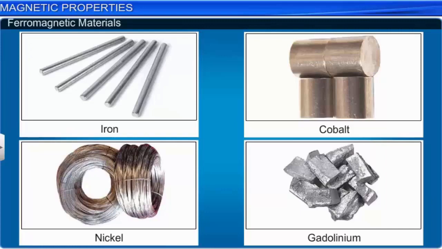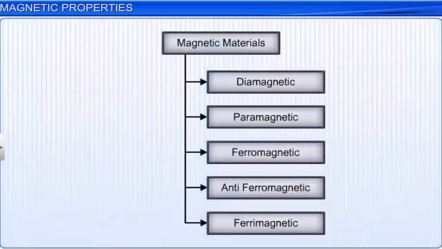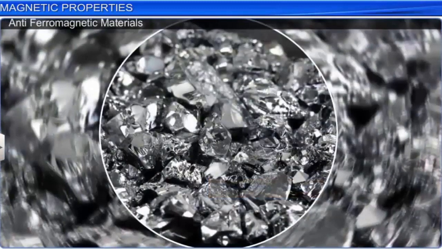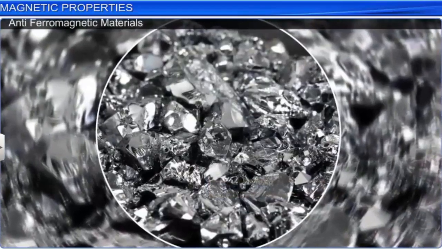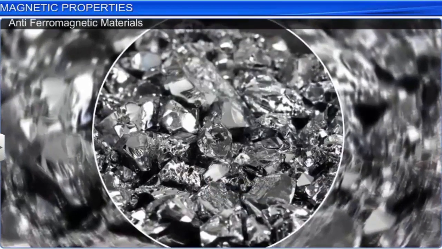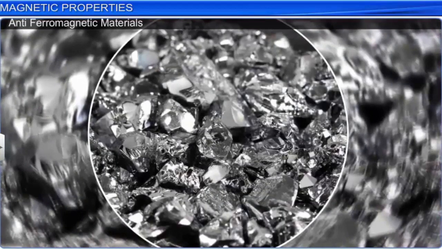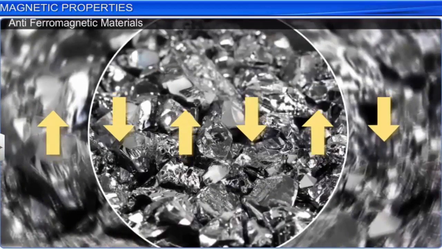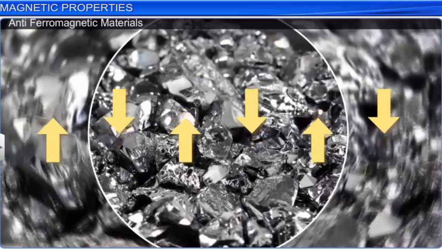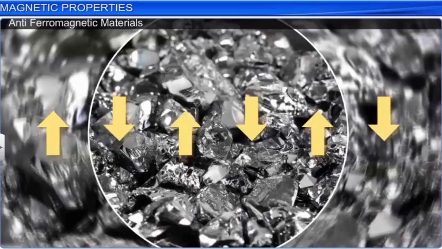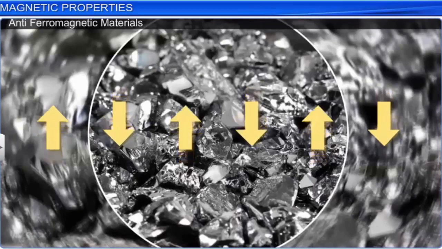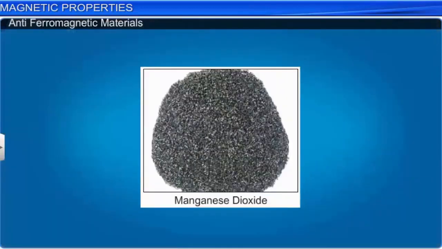Let's now discuss antiferromagnetic substances. These substances have the same domain structure as ferromagnetic substances. However, their domains are oppositely oriented and cancel out each other's magnetic moments. Manganese dioxide is an example of an antiferromagnetic substance.